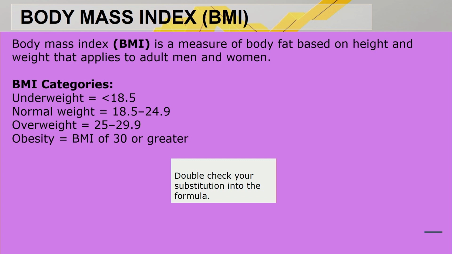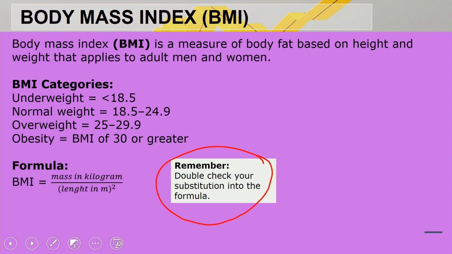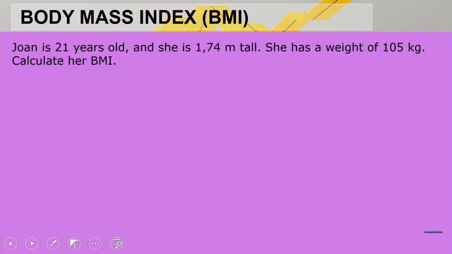Now, what is very important is when we calculate BMI, always double check your substitution into the formula. The formula will always be given in any case as well. Let's look at an example. But first, let's look at the formula. BMI is my mass in kilograms divided by my length squared. So it's your area. Can you believe it?